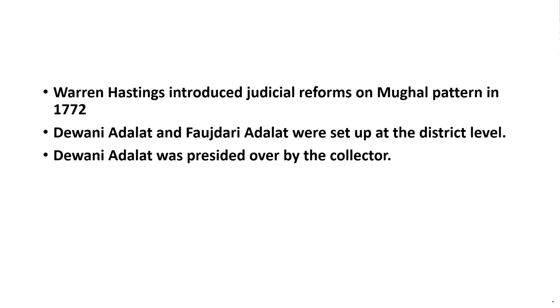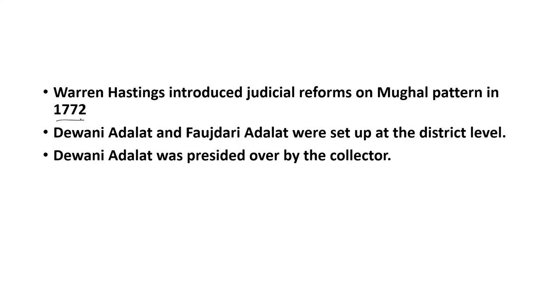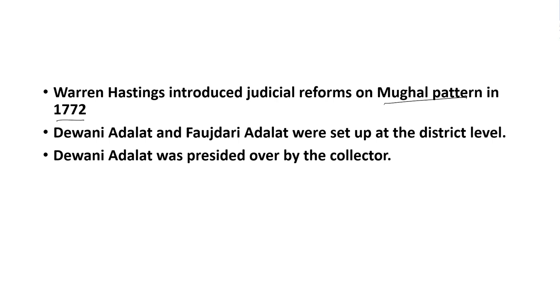Warren Hastings began to employ the servants of the English East India Company in managing the affairs of the British in Bengal. In 1772, Warren Hastings introduced judicial reforms in Bengal. It was not a complete shift from the Mughal pattern of judicial administration. It was more or less modeled upon the Mughal pattern. At a district level, two courts were set up by Warren Hastings. One, Diwani Adalat for settling civil disputes, and the other, Faujdari Adalat to entertain criminal cases.